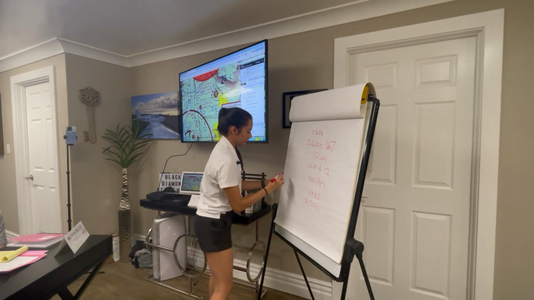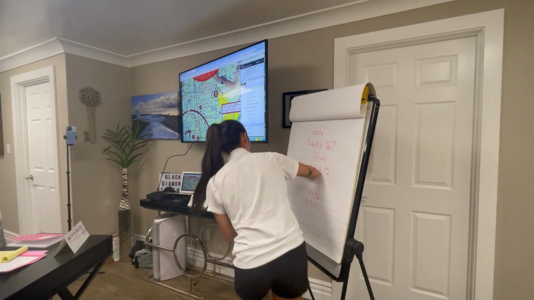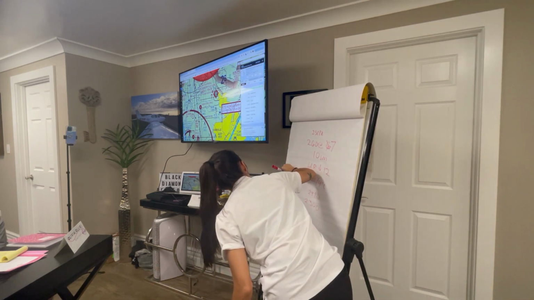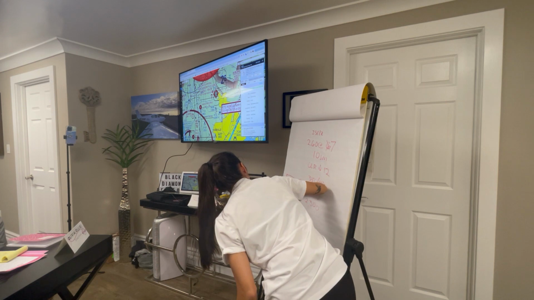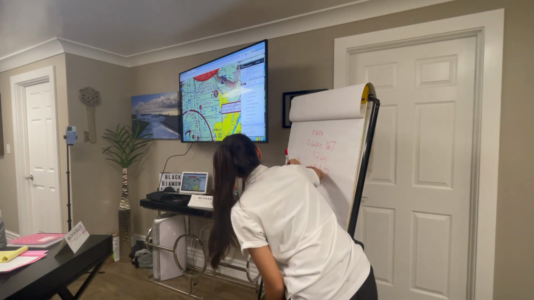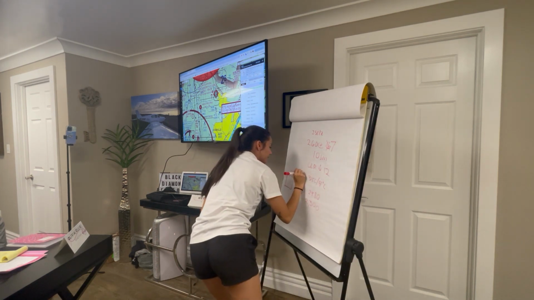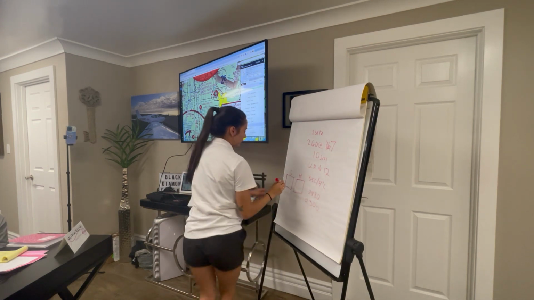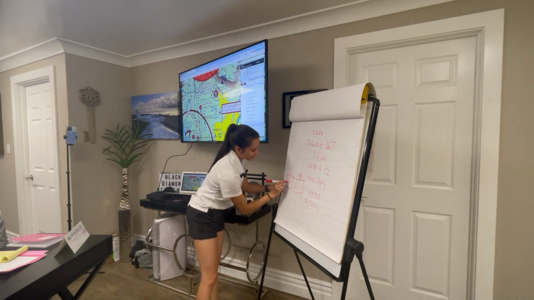So if I have 2 boxes, I'll try not to get in everyone's way. If I have 2 boxes, let's just say they're the same size. Pretend they're exactly the same. If it's a cold day versus a hot day, the air molecules are very, very close on a cold day.